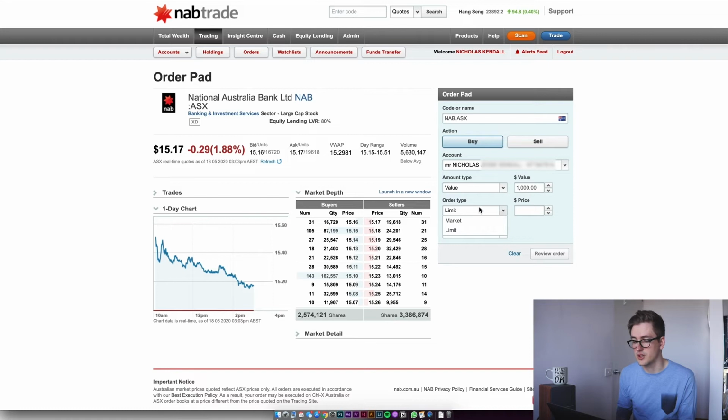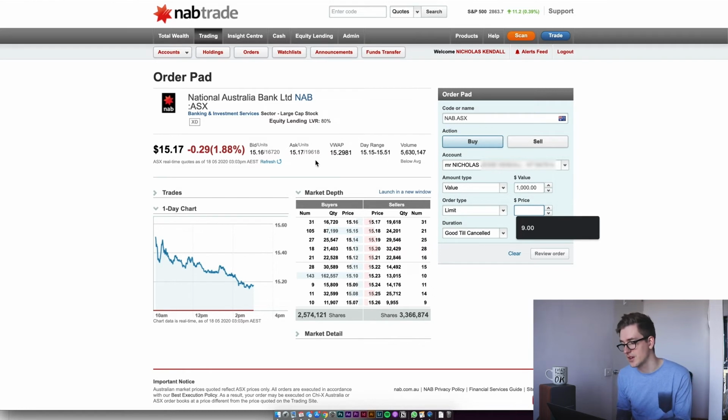Then in the order type, you've got limit and market. Market just means it'll purchase the shares at whatever the going market price is. Limit means you can set the price that you want it to buy at. So currently we can see that it's trading around $15.17, so we might want to wait until it gets down to $15 a share. So we put $15 in, and as soon as the share price hits $15, it'll purchase the shares for you.